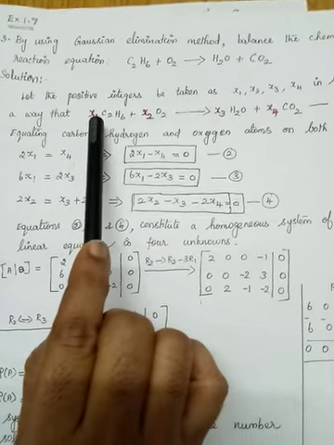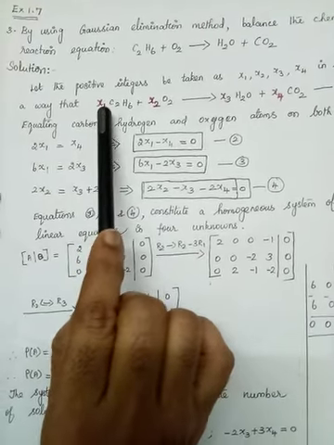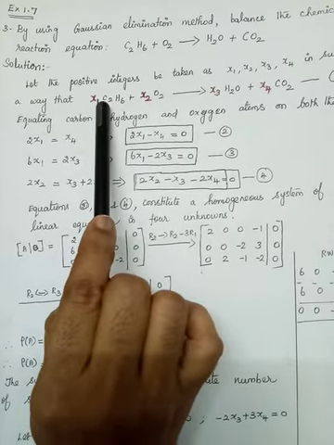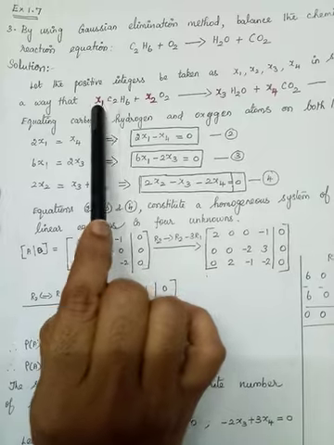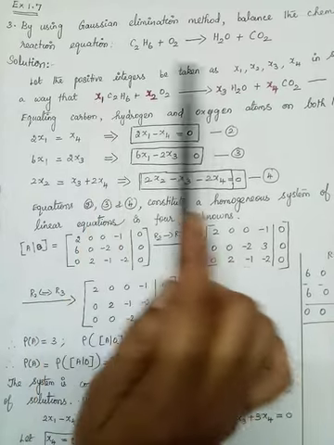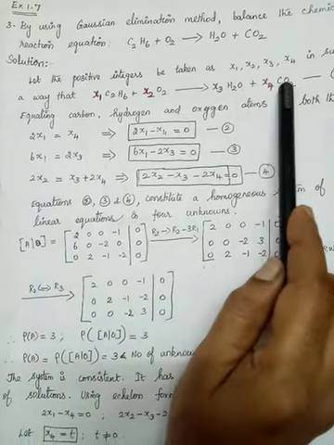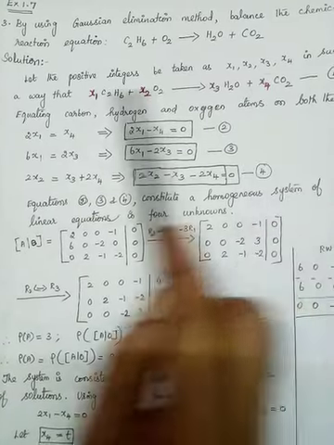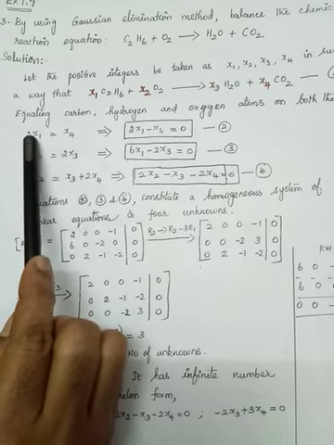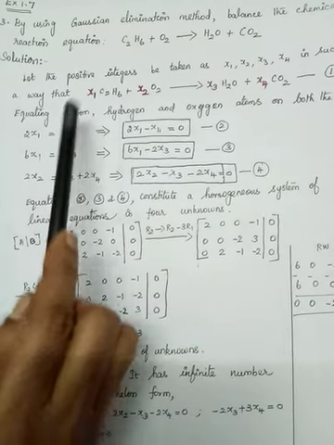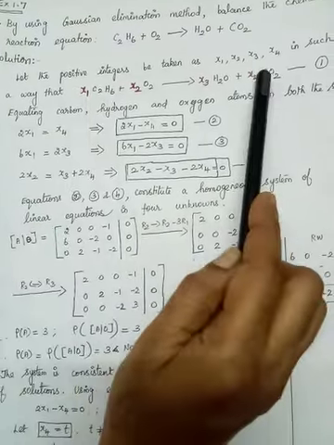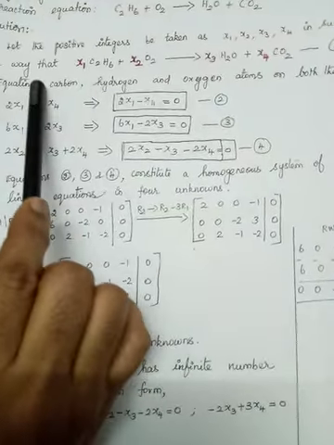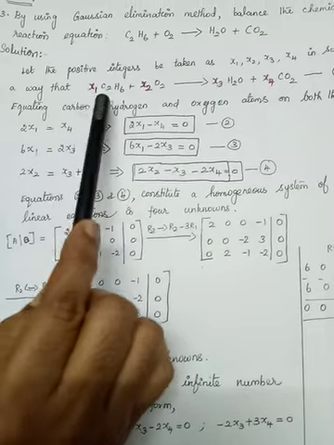First we will consider the carbon atoms. On the left-hand side you have two carbon atoms, so the total number is 2x1. On the right-hand side, in this term you have one carbon atom, so it is x4. So I formed the equation 2x1 is equal to x4. First I have completed equating the carbon atoms on both sides.